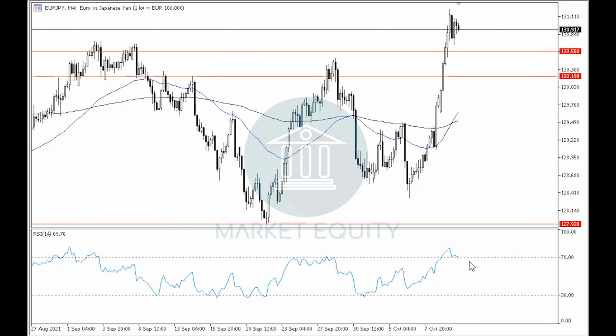If we notice the RSI indicator in the 4-hour time frame, then we can see that by moving around level 70, near the overbought area, it supports the probability of rebounding down off of around the current levels to correct before continuing with the uptrend in the 4-hour time frame. That was it for the Euro versus the Japanese yen.